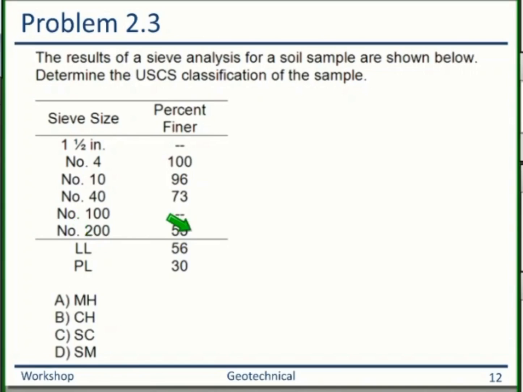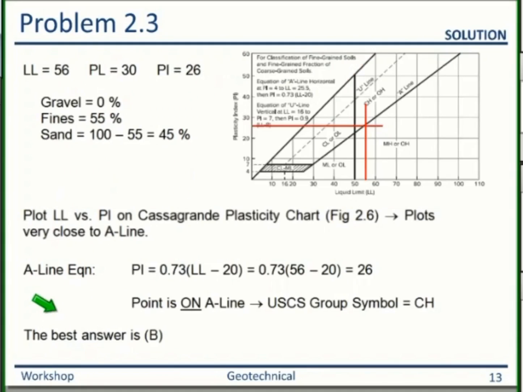So is this a fine grain soil or coarse grain soil? It is a fine grain soil, right? If it is fine grain soil, then M is silt, so this is a possible answer. B is clay, first letter is clay, so possible answer. C and D cannot be the answer because in C the first letter is sand, in D the first letter is sand, but 55% is passing, therefore C and D cannot be the answer. This is how you eliminate the wrong answers. Okay, between A and B you need to plot it now.